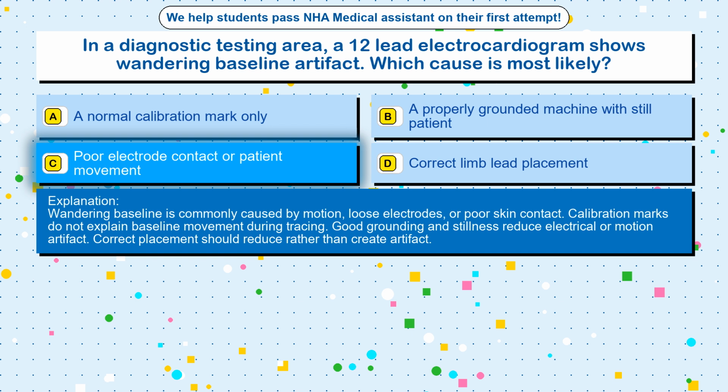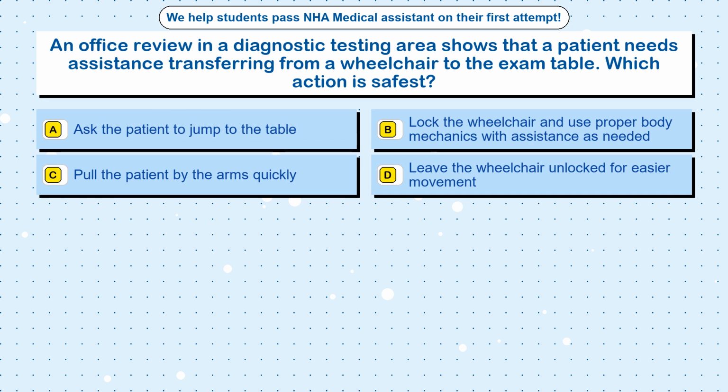Correct placement should reduce rather than create artifact. Question 64. An office review in a diagnostic testing area shows that a patient needs assistance transferring from a wheelchair to the exam table. Which action is safest?